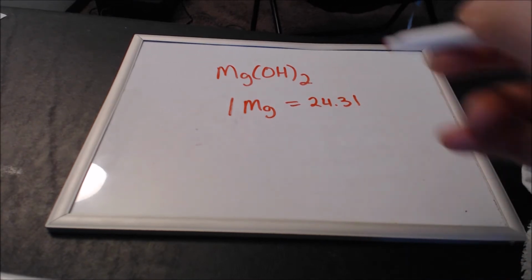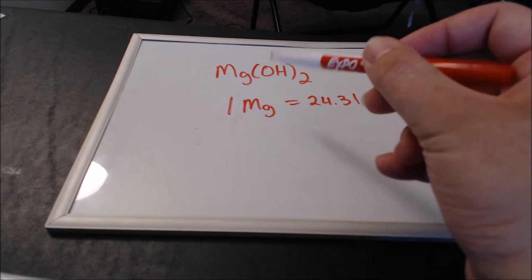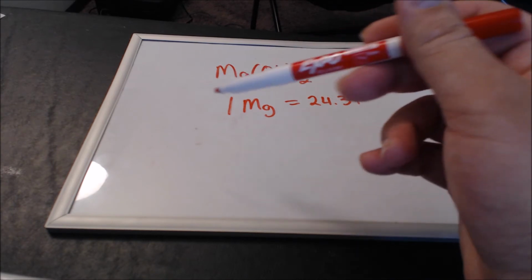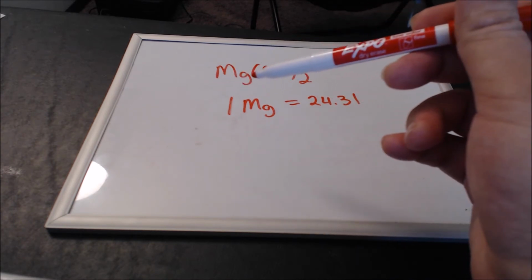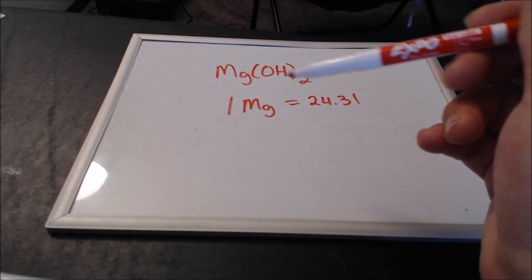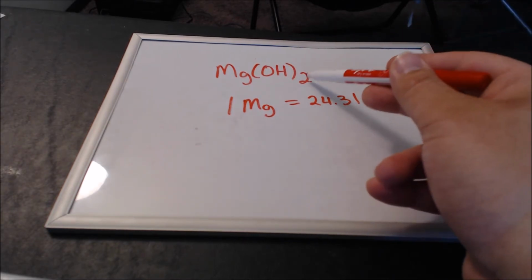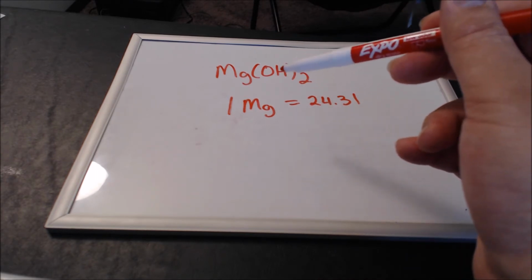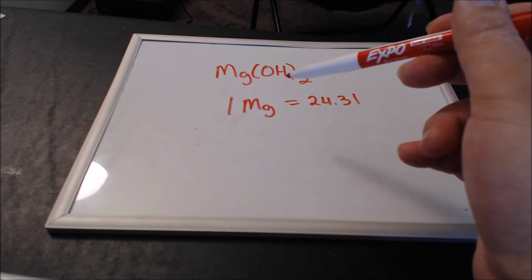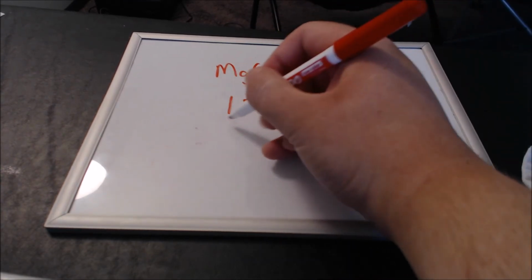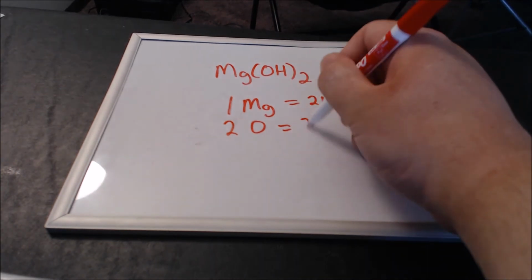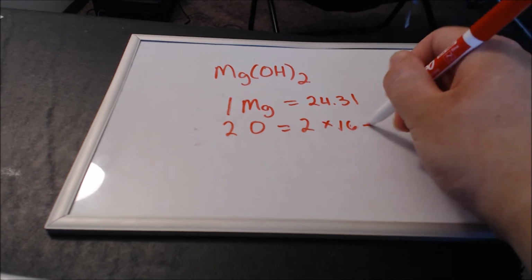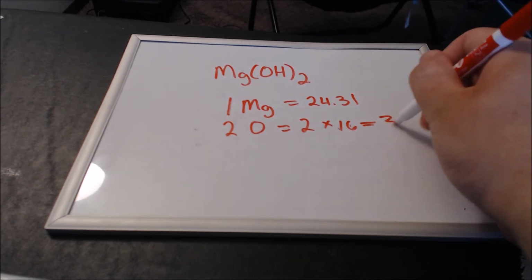I just got lazy. And then we have 2 hydroxide ions, and hydroxide is just OH minus. There are 2 of these. They cancel out the +2 charge of Mg. I'll get into more of that later on. But this means we have 2 oxygens, and we have 2 hydrogens. So this 2, even though it's right after a lowercase h, it actually applies to both the H and the O. So we'll say we have 2 oxygens, which equals 2 times 16, which is equal to 32.